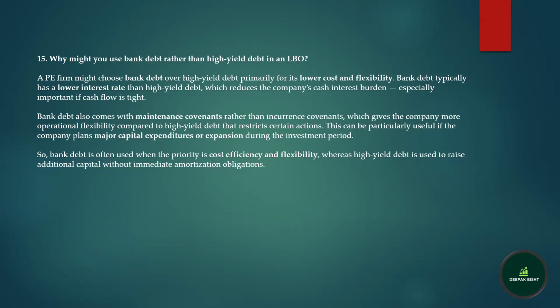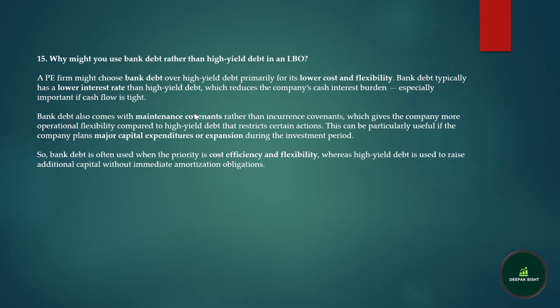And previously in question number 14 we also discussed the same thing. If we talk about point number two, it is more suitable when cash flows are volatile or uncertain. This means that if the target company has less predictable or seasonal cash flow, bank debt provides greater safety. Lower interest payments reduce the risk of default, and it also gives the company more breathing room while the private equity firm executes operational improvements. And point number three would be fewer restrictions on operational growth.